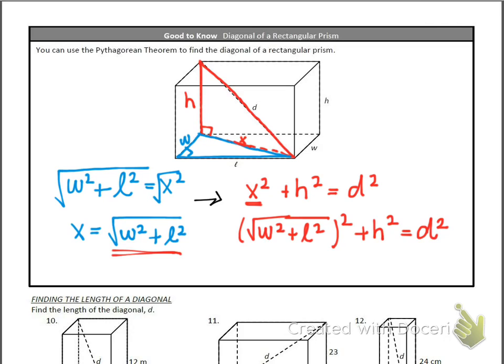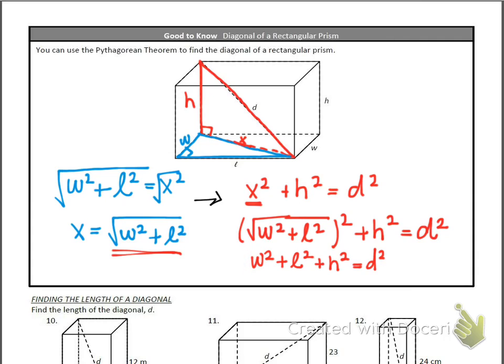When I square something that has a square root in it already, what did we get? Just the same thing. Square root of 3 squared was 3. Square root of 5 squared was 5. Square root of 237 squared was? Square root of w squared plus L squared squared is? Yep, w squared plus L squared plus h squared equals d squared. Will we know what w, L, and h are? It's going to be given to us. Put a big old box around that whole thing.